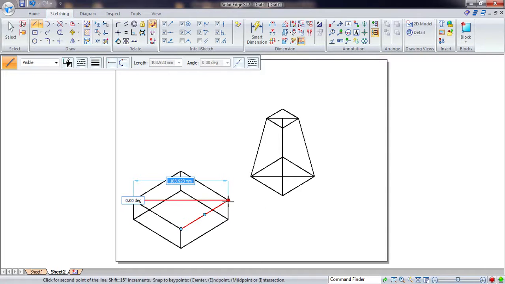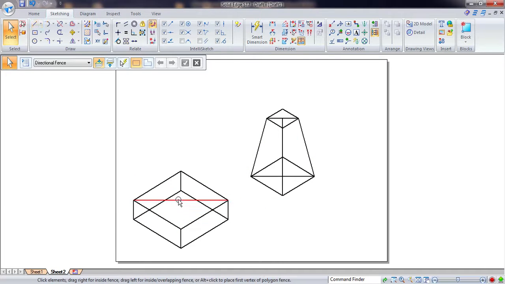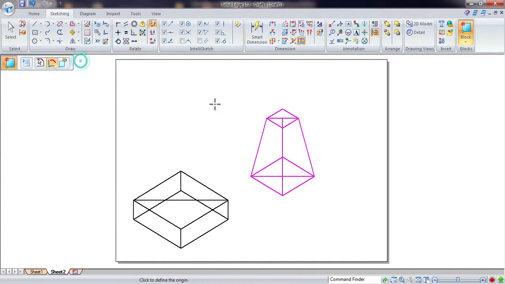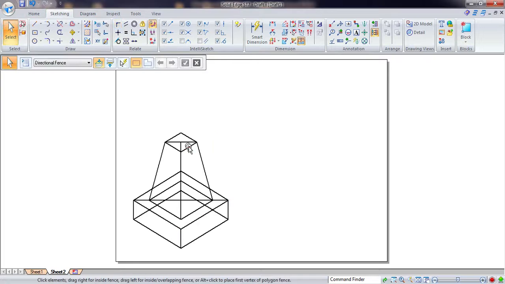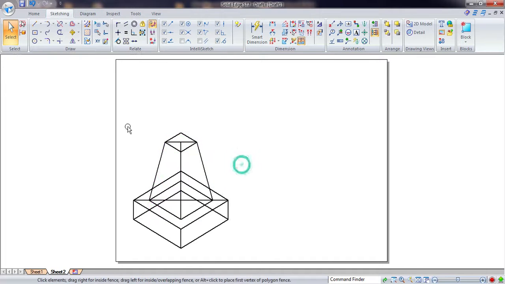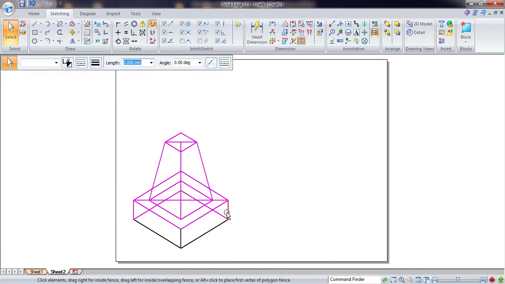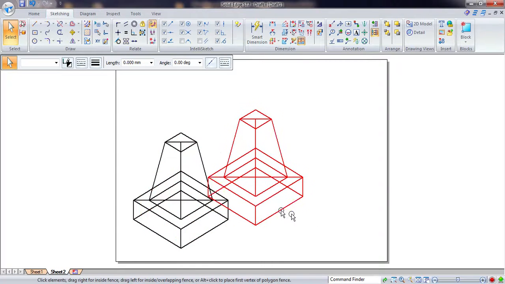We have to place this centrally on top of the square block, and for that we need a center here. That's why I have drawn a horizontal diagonal. Now you have to block this frustum of the square pyramid, and after that use connect. This midpoint should connect with this point. Now you can unblock this, select both blocks together, and move them to the center of the A4 sheet.